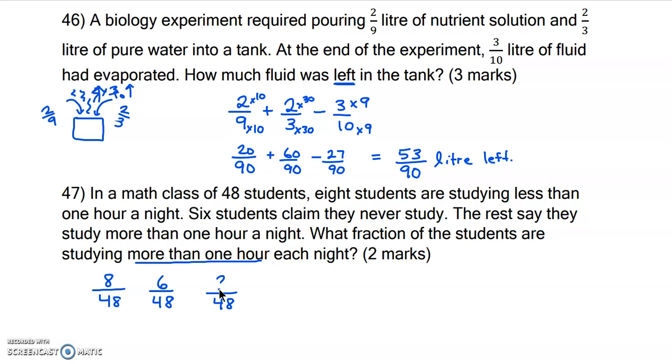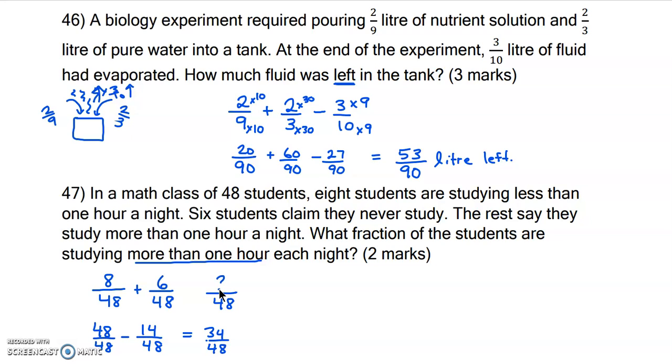So what we need to do is combine what we do know. So we're going to take that 8 plus 6, and that gives us 14 out of the 48 students that we know about. So the rest is where we take the total 48 out of the 48, and we subtract the 14 from that 48. And when we do that, we get 34 48ths.